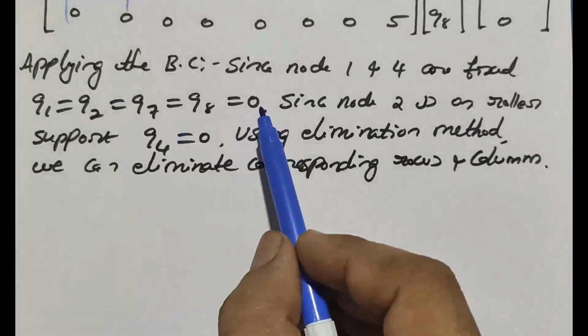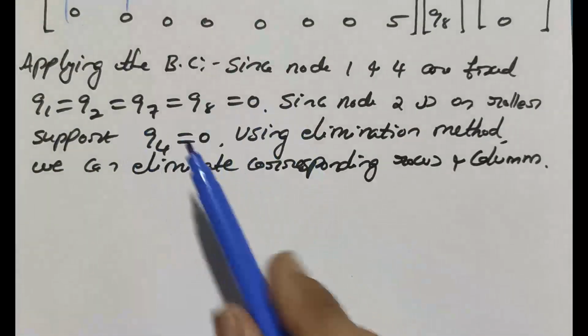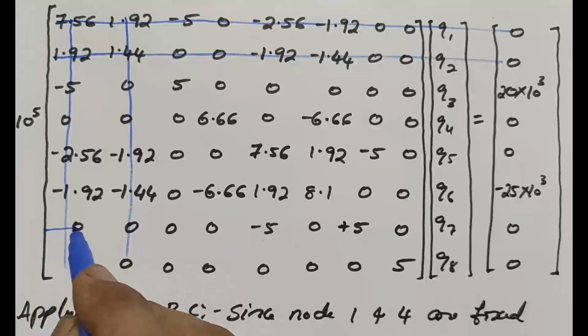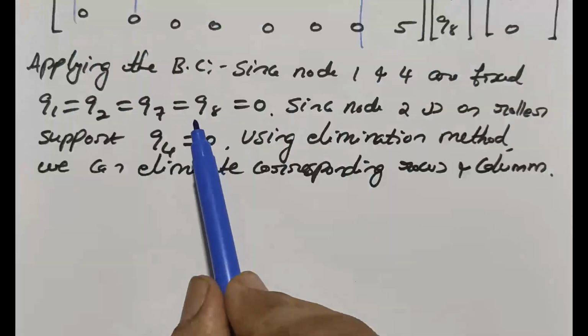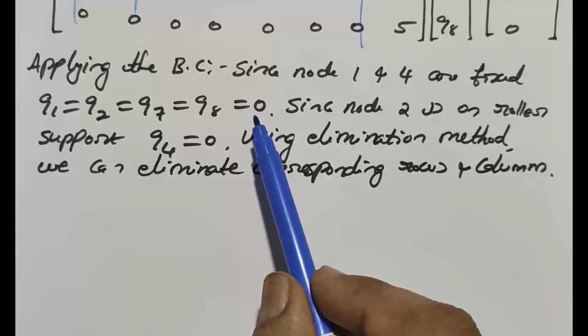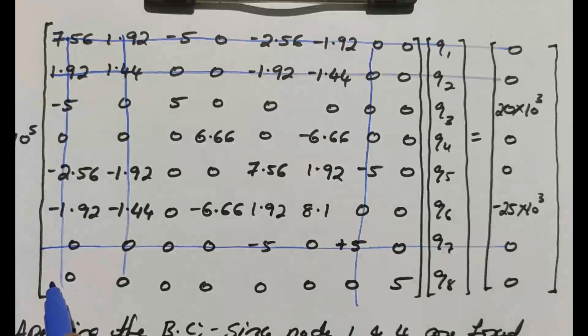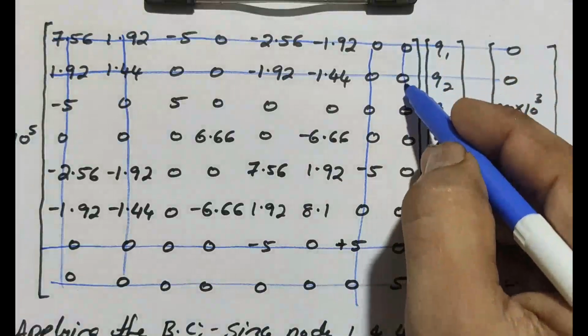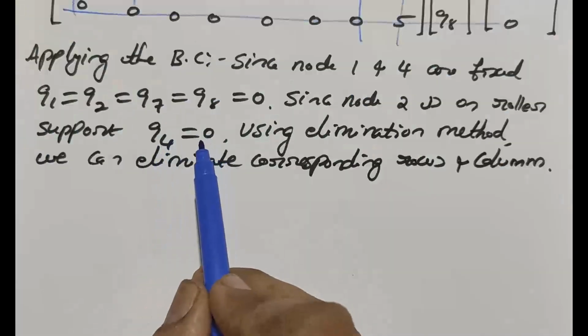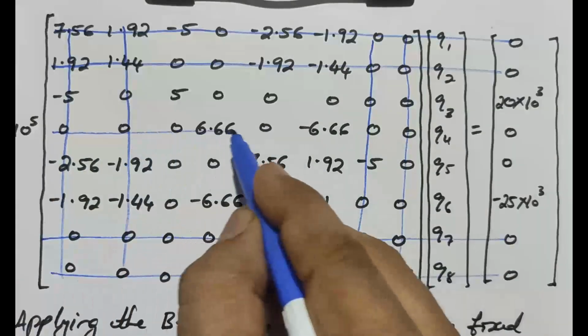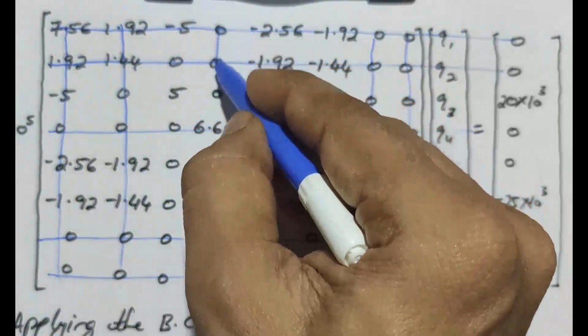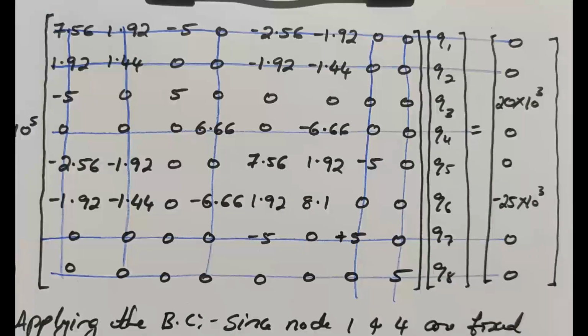See, Q7 is 0, means I can eliminate 7th row, 7th column. Q8 is also 0, so I can eliminate 8th row and 8th column. Q4 is 0, means I can eliminate 4th row, 4th column. So the equilibrium equation reduces from an 8 cross 8 matrix to a 3 cross 3 matrix.